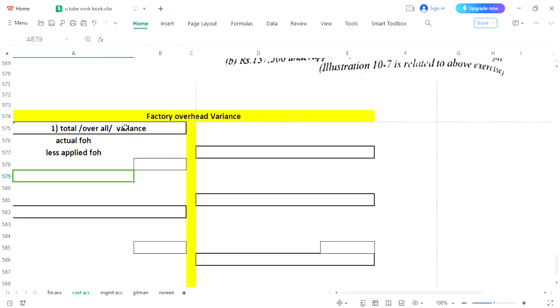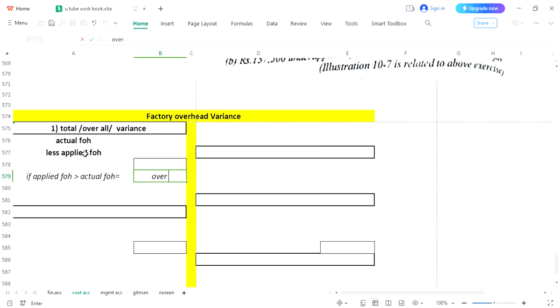Total variance would be calculated over here by subtracting actual and applied FOH. Then it would be time for conclusion. We will be focusing upon applied FOH. So very rightly, if applied FOH is more than actual FOH, you will be concluding it as over applied. Contrary to this, if applied FOH is less than actual FOH, since applied is less, you will call it as under applied FOH.